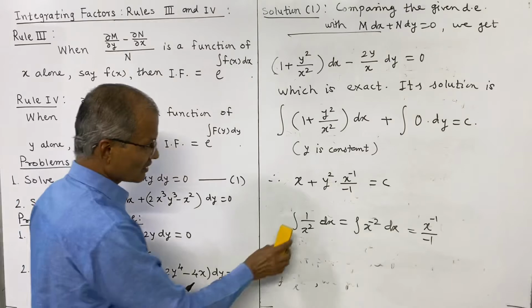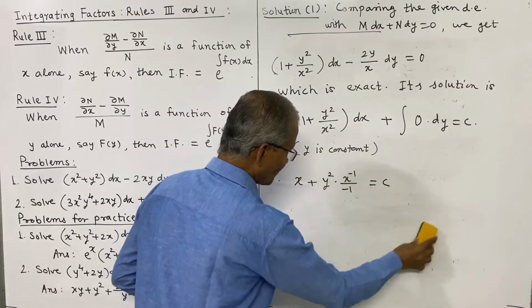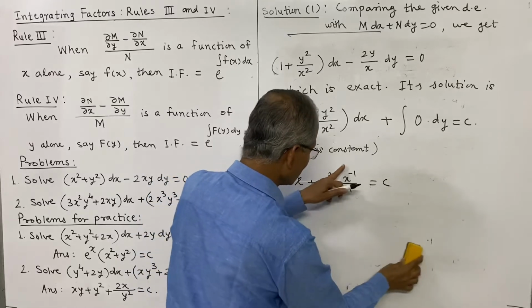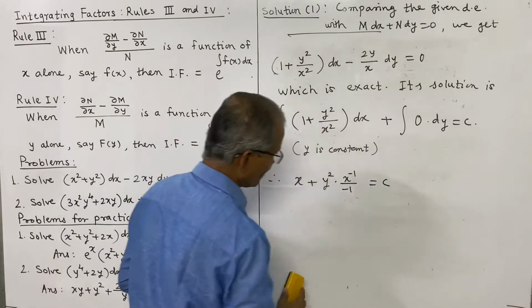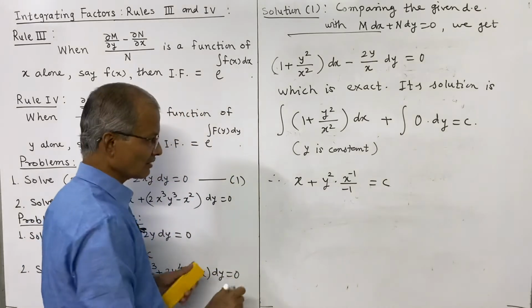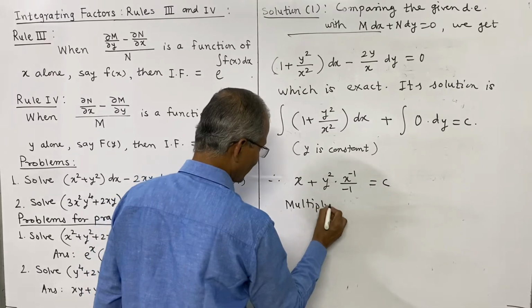And this can be simplified as: we write the negative sign here, and this is 1 upon x, since x to the power minus 1 means 1 upon x. To eliminate the fraction, we should multiply it by x. Multiplying this by x.